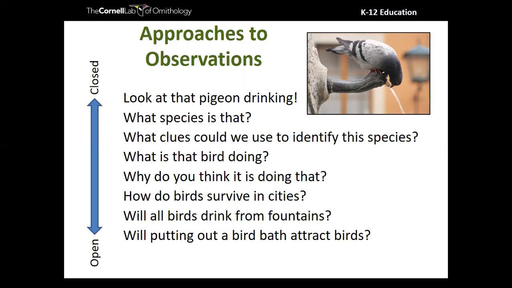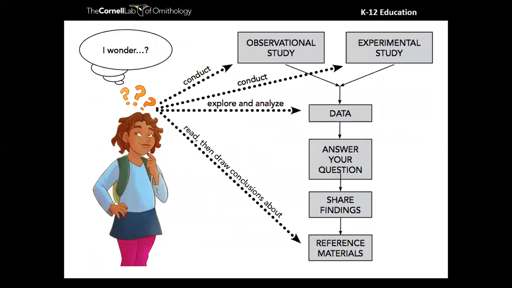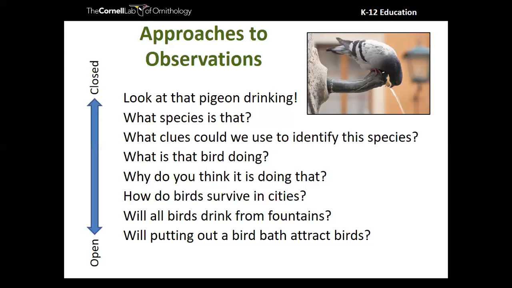And then you can start moving that along even more to, what is it doing? Why do you think it's doing it? And connect it to concepts of survival. So it's drinking water. Why does it need to drink water? How do birds that don't have access to fountains find their water? Do all birds drink from fountains? Will putting out a bird bath attract birds? So you can see how if you open up the question, or you open up your response to the observation, it can create more room for more questions. Kids are just really, really good at coming up with all of these connected questions.